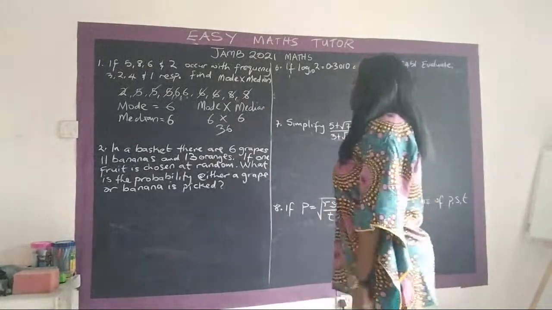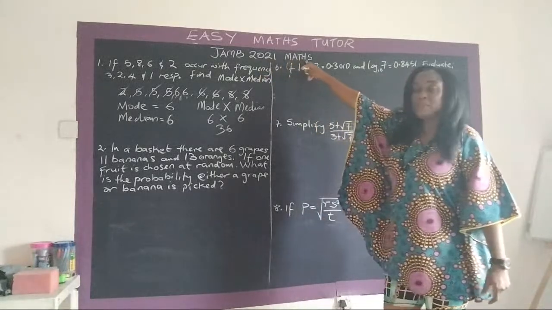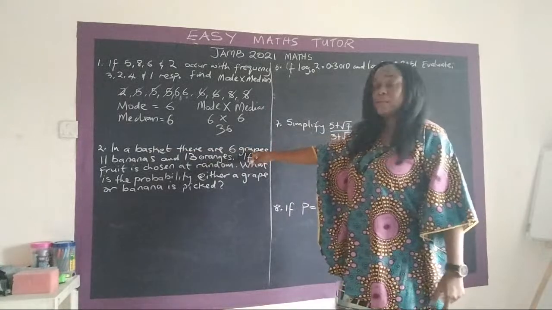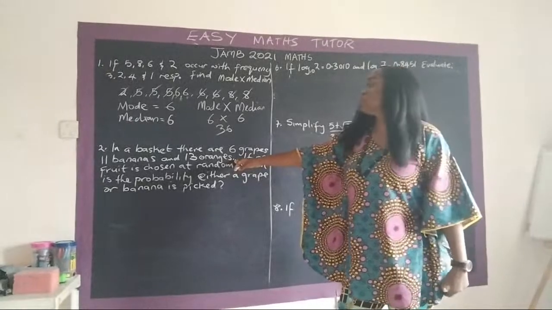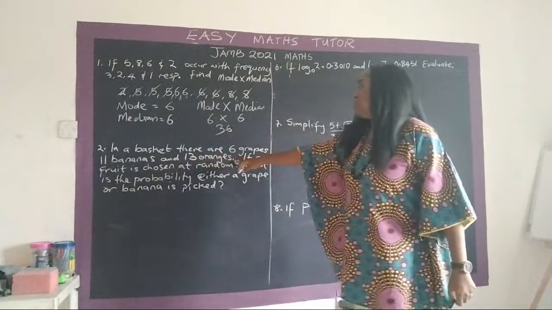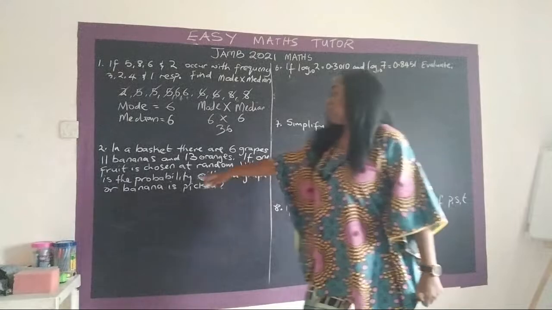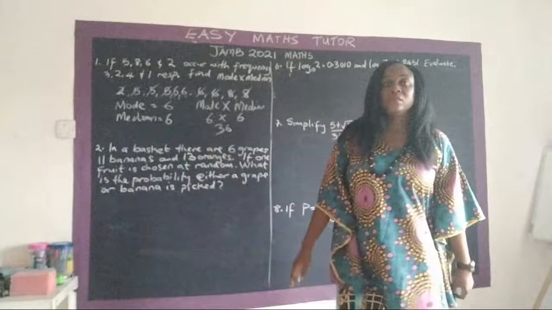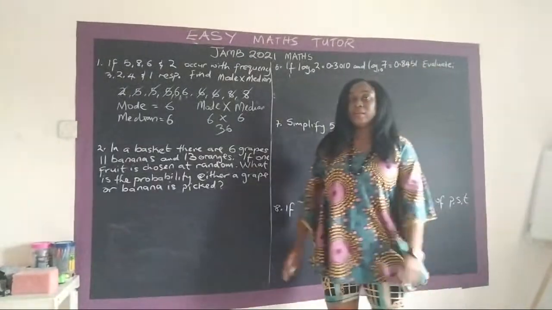Okay, so now let's move on. The second question for our 2021 JAMB Math is: in a basket there are 6 grapes, 11 bananas and 13 oranges. If one fruit is chosen at random, what is the probability that either a grape or a banana is picked?